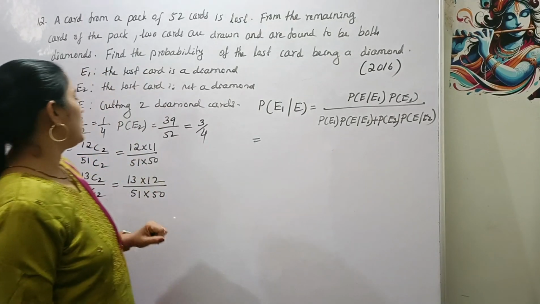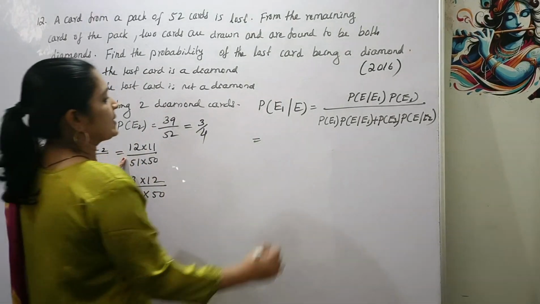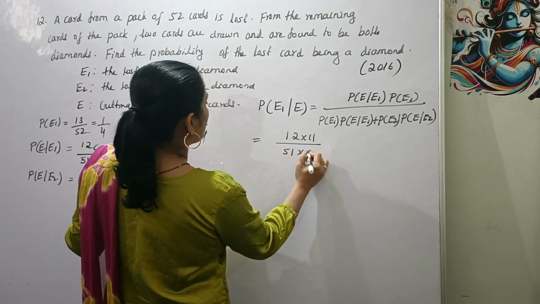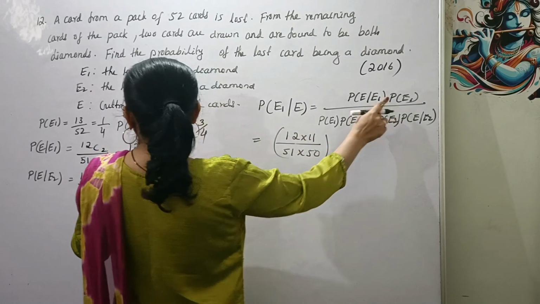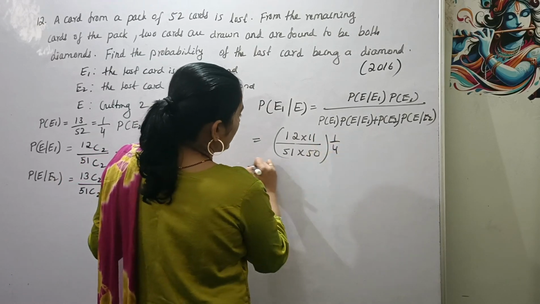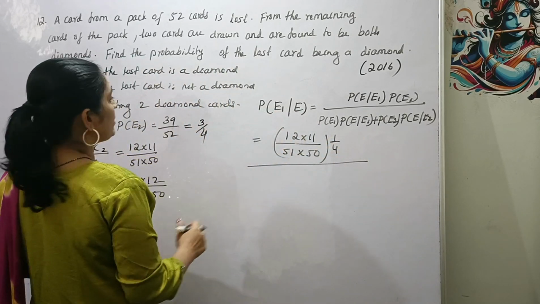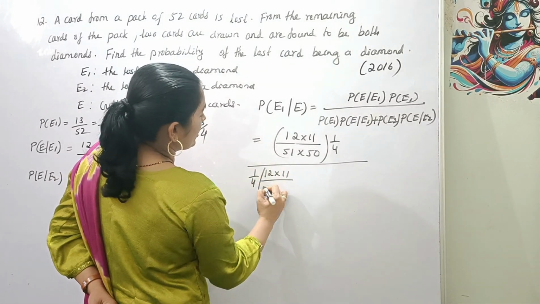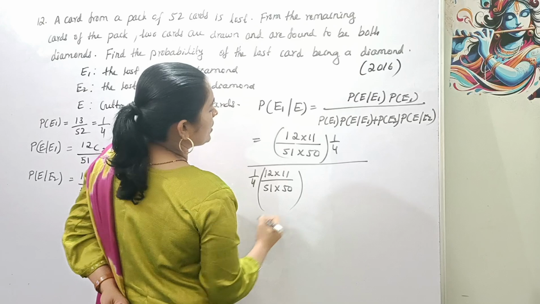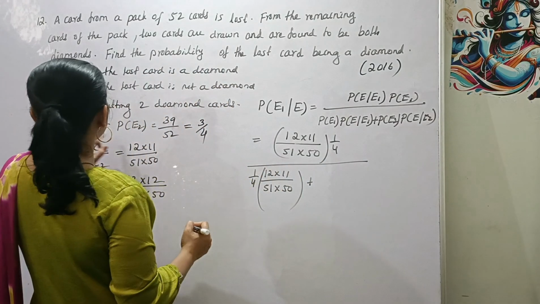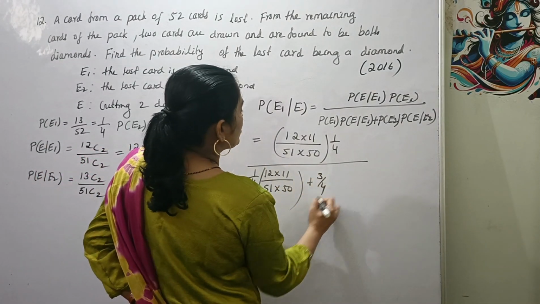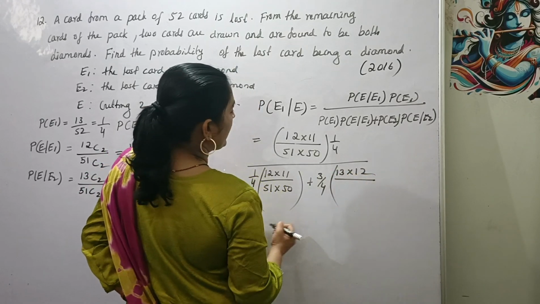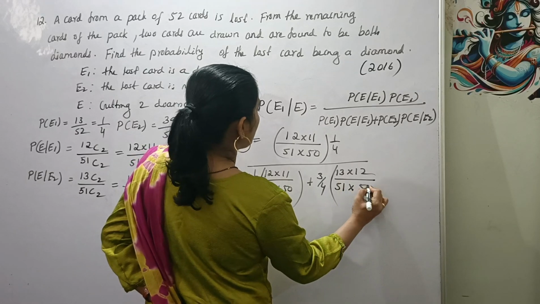That is equal to probability of E given E1, 12 into 11 divided by 51 into 50, into probability of E1, 1 by 4, divided by, here probability of E1, that is same, 1 by 4 into 12 into 11 divided by 51 into 50, plus probability of E2, 3 by 4 into 13 into 12 divided by 51 into 50.